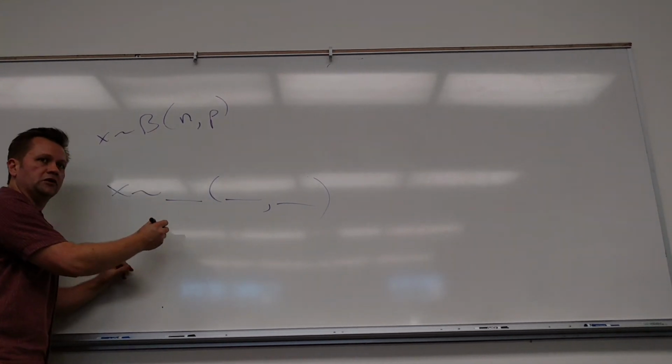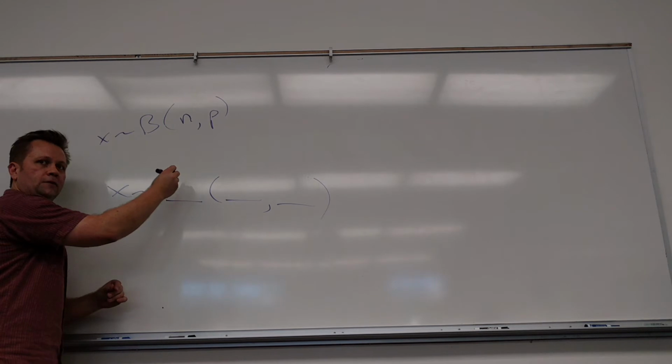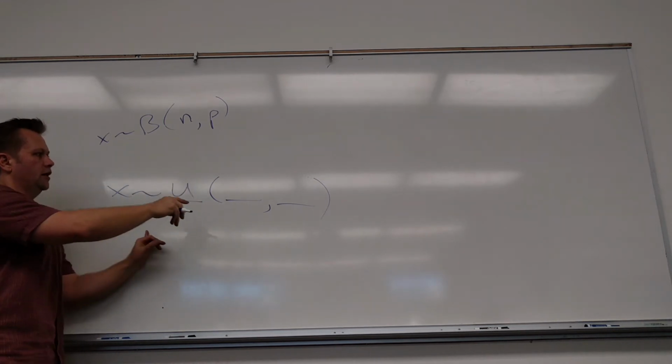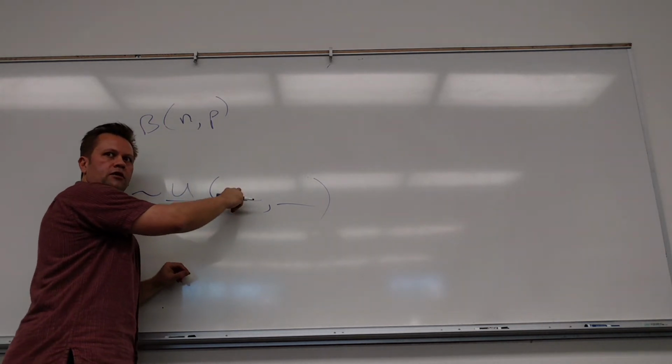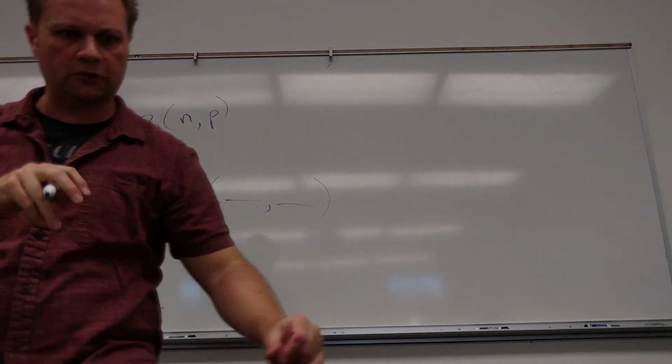So if I had a uniform distribution, what do you think they put here? And then they've got to tell me what? What do you think they've got to tell me for that? Let me see if I remember that's right.